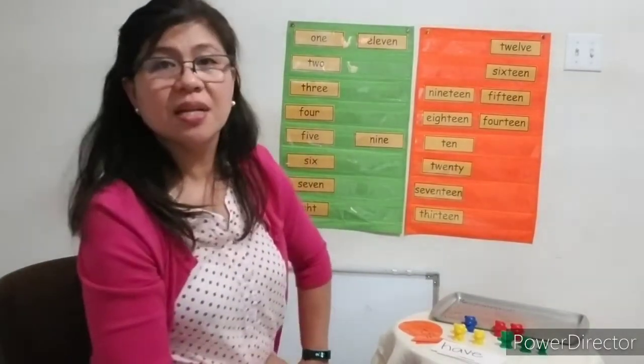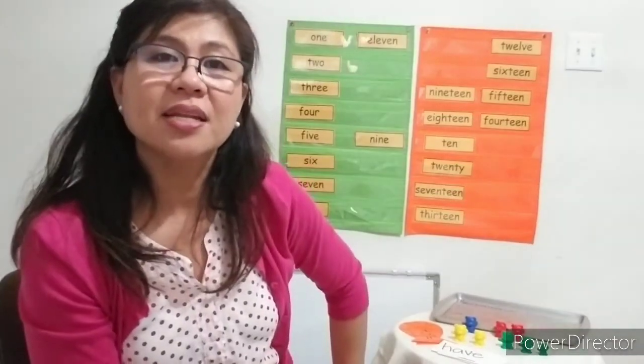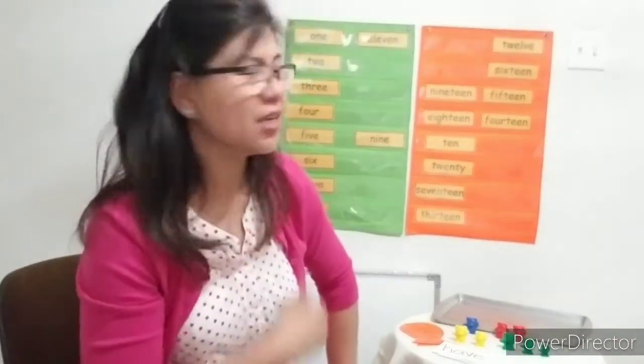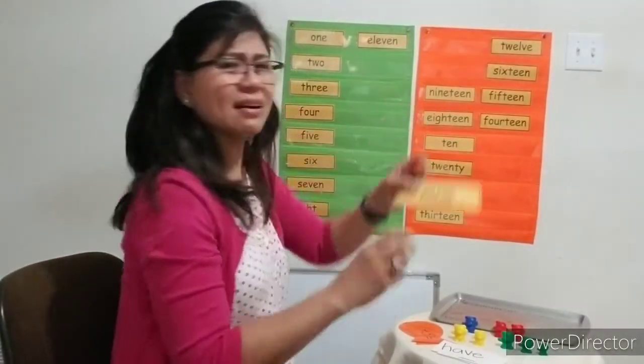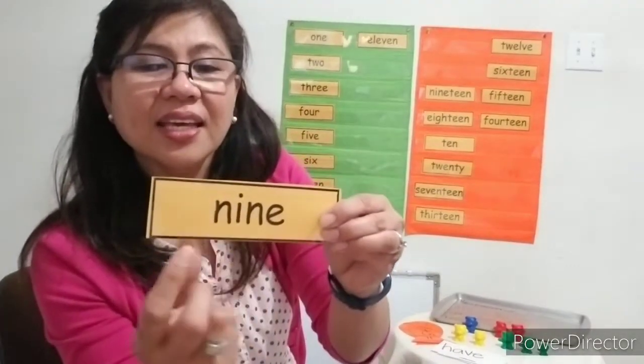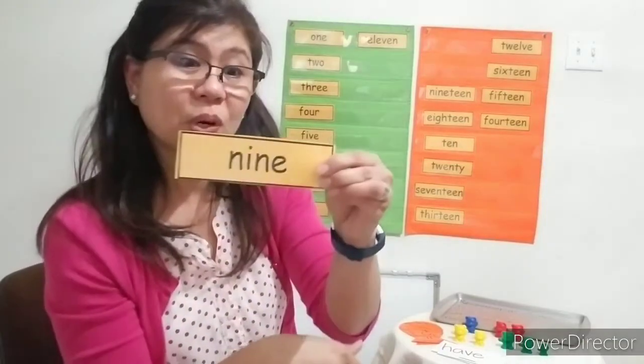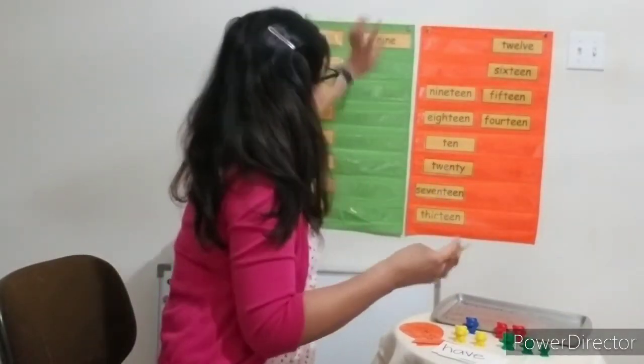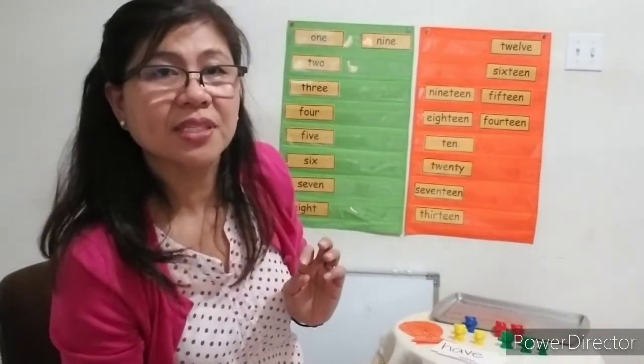How about 9? What letter does 9 begin with? That's the funny nose. 9, there we go. N-I-N-E, N-I-N-E, to make a number 9. Okay, let me put it up here, 9. Okay, what comes after 9?